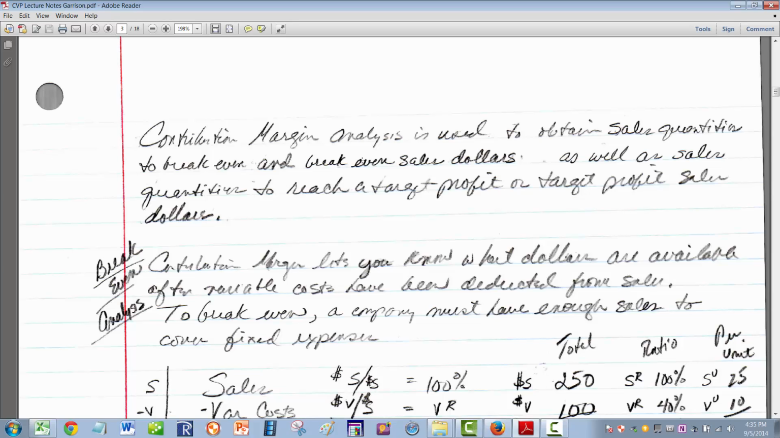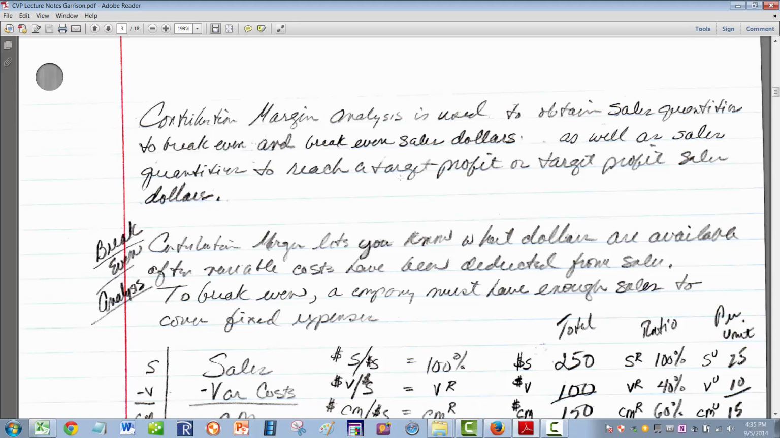You may want to look at it as sales quantities, but you may also want to look at it as sales dollars. What sales dollars do I need to achieve to break even as a business? This is very good information for a business, especially a small startup company. What do I need to do to cover my fixed costs and gain a profit? And also, we're going to be looking at sales quantities to reach a target profit.